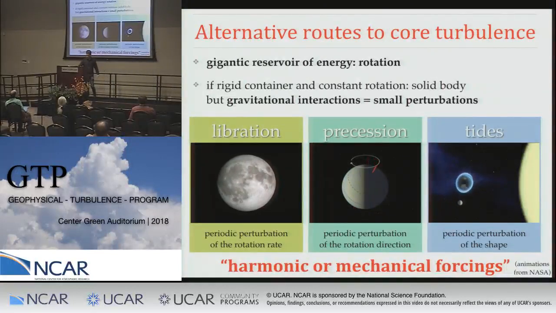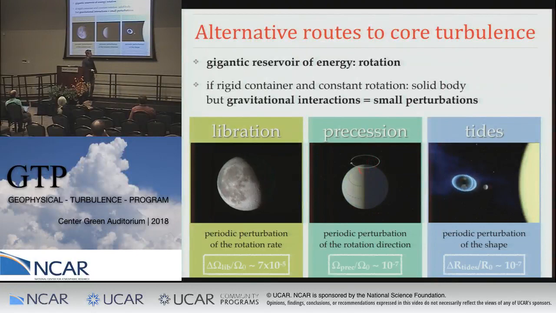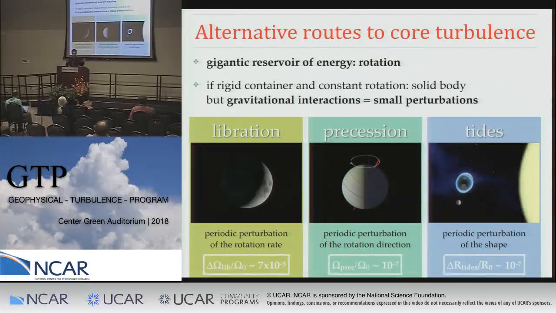All those perturbations in planets are very tiny. For instance, the amplitude of tides is about 30 centimeters, so it's 10 to the minus 7 of the radius of the Earth. It's a very, very tiny perturbation. For libration, the amplitude for the Moon is about 7 times 10 to the minus 5 of the rotation amplitude. But you all know, I think, that even a tiny perturbation can have large-scale consequences.